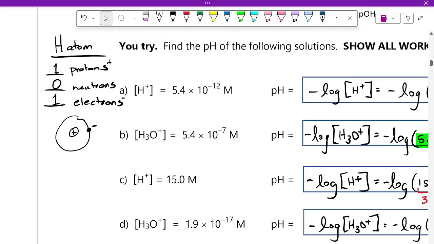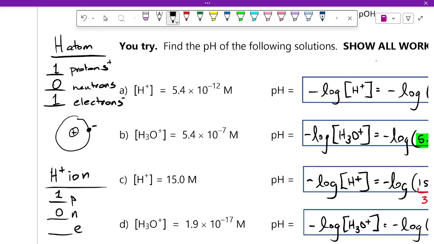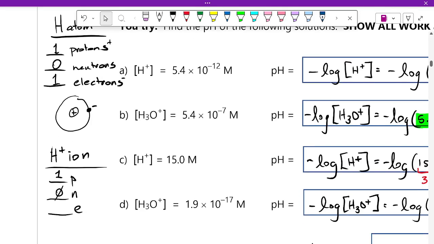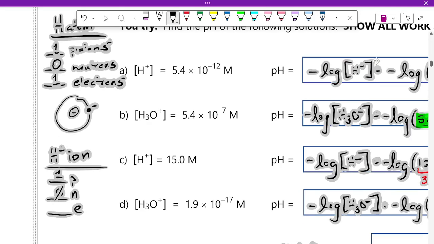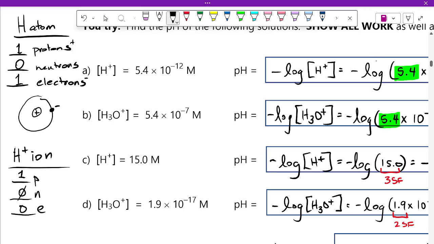Now let's find an H plus ion. How many protons, how many neutrons, how many electrons? There's 1 proton. How many neutrons? None. How many electrons? None, because our charge is +1, so we only have the 1 positive. We don't have any negative canceling out that charge.